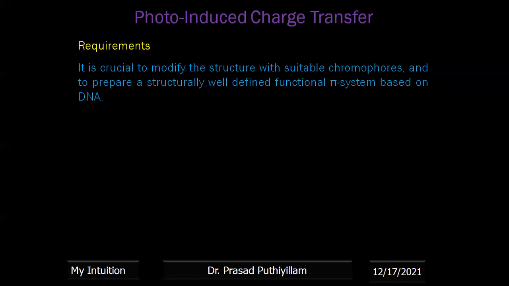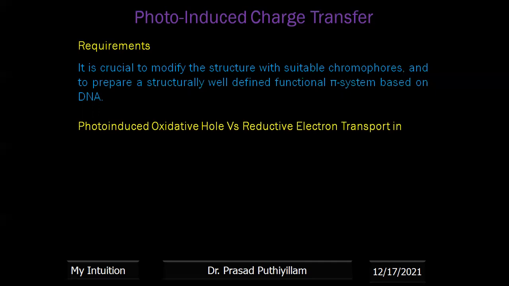Chromophores are molecules which give color, and to prepare compounds which give color, a well-defined DNA structure is also required. It should have a pi system, alternate pi bonds, or a conjugation system, to do the conductivity studies. Now it has two types: photo-induced oxidative hole transport or photo-induced reductive electron transport.